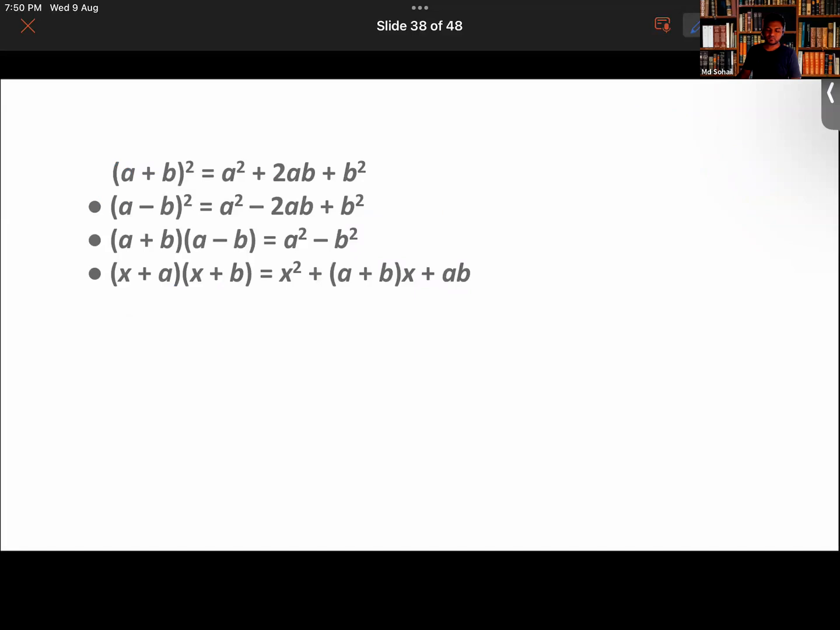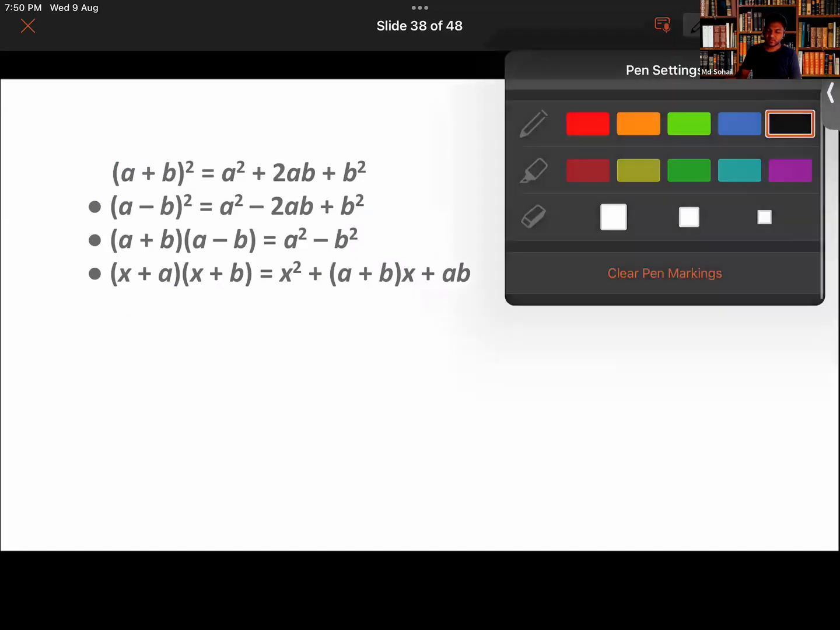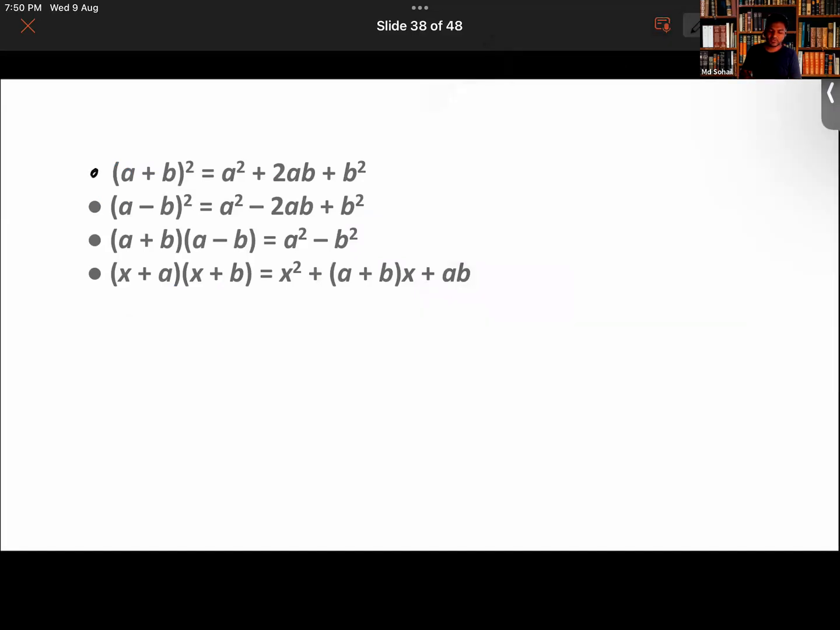Okay. Look. In this chapter, there are 4 major standard identities which we are going to talk about. These are as follows here, and you have to memorize these 4 identities, right? So let's take the example of the first identity.